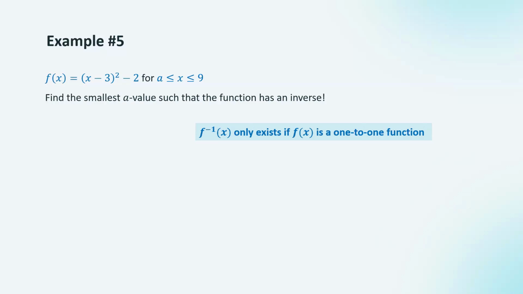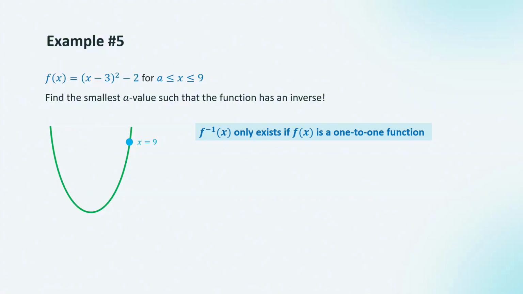Okay? So let's try to sketch the quadratic function. It doesn't need to be perfect. It can be just a rough sketch. It's okay. And then let's just say that x equals 9 is over here. Okay, let's think about this a little bit. I want to find the smallest a value such that this function has an inverse. What is the easiest way that we can cut this quadratic function such that it is a one-to-one function?